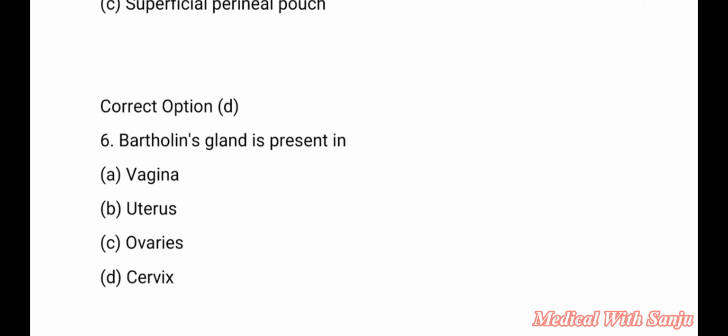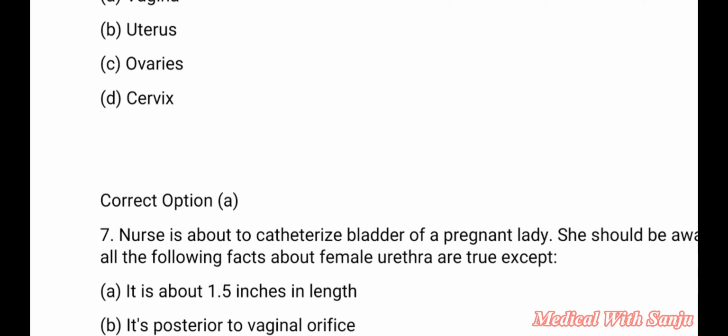Question number 6. Bartholin's gland is present in option A vagina, option B uterus, option C ovaries, and option D cervix. Bartholin duct is present near the vaginal opening at the base of the labia majora. That means it is present in vagina. Option A is right answer.